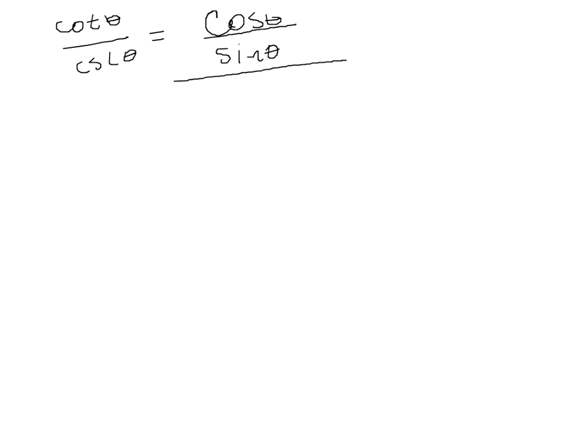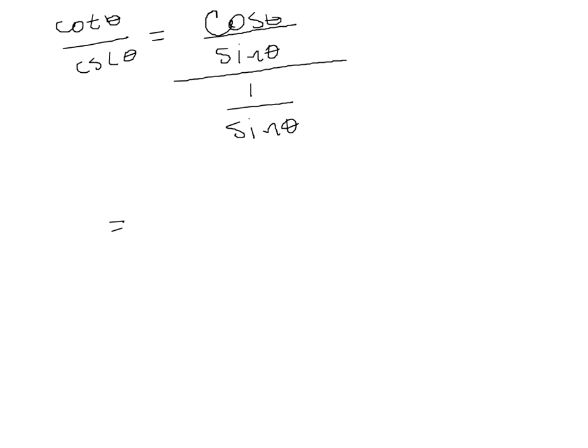Okay, so we're going to simplify trig functions, and we're going to do that by a couple of methods. So we're going to simplify this expression, cotangent theta over cosecant theta, and we're going to do that by recalling that cotangent theta is cosine theta over sine theta, and that cosecant is 1 over sine theta.